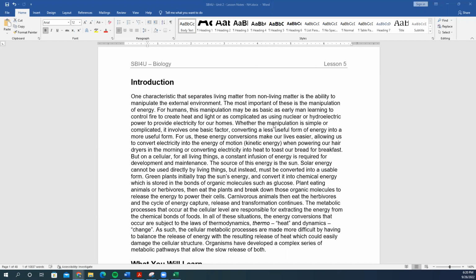So how is it that we are able to consume sugar and break it down in a reaction that is very much similar to combustion of sugar, so burning of sugar? How is it that we can use this energy without ourselves bursting into flames? Well, us and other organisms have developed a very complex set of metabolic pathways that allow for the slow and controlled release of energy so that it's not all released in one shot.